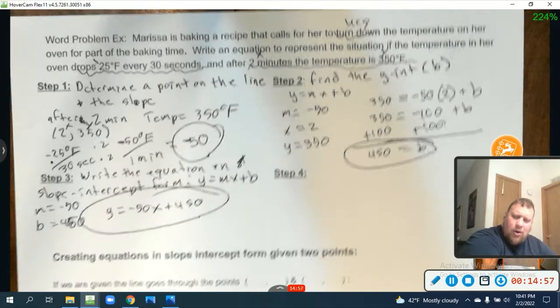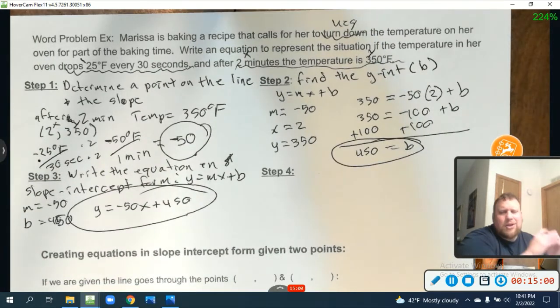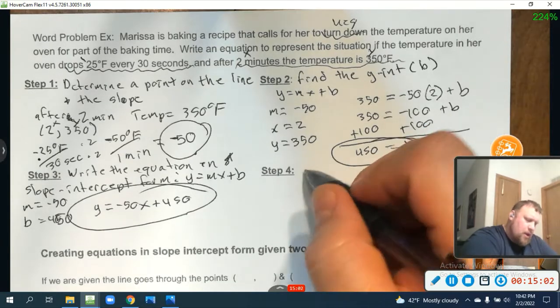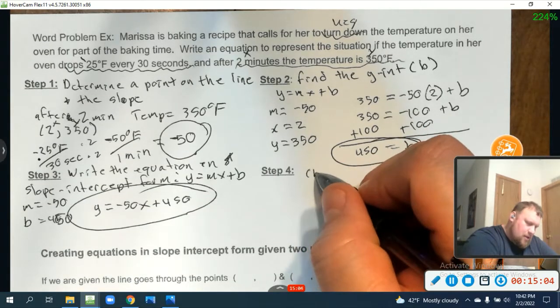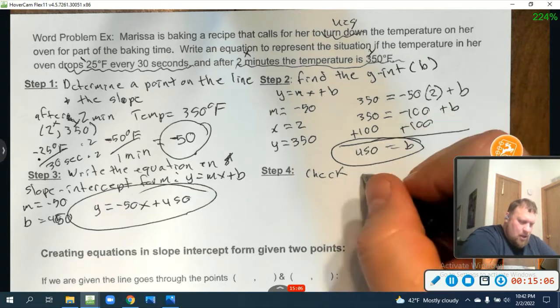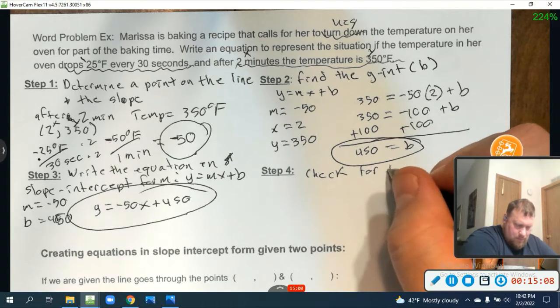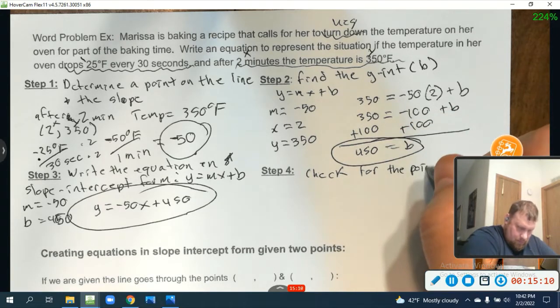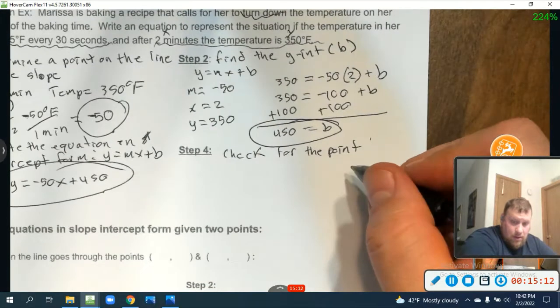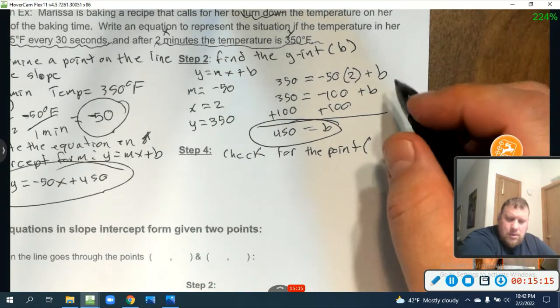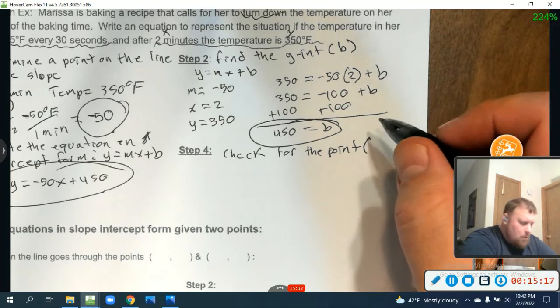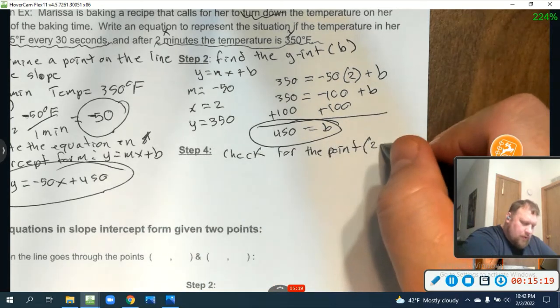We always want to check our equation. We want to get in the habit of it. I don't always do it, but it's a good idea to make sure you do it right. So we're going to check for the point we were given, which is, oh, I have it right over here, 2, 350.